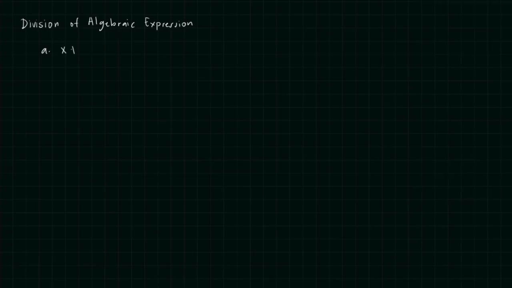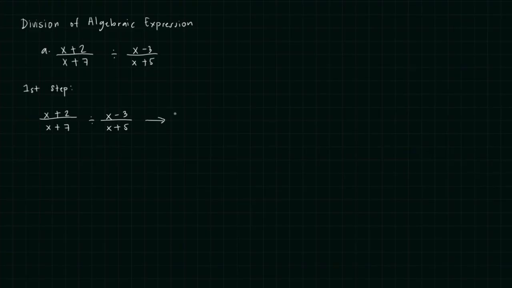We have this equation: x plus 2 over x plus 7 divided by x minus 3 over x plus 5. In the first step, we're going to write it as multiplication by the reciprocal: x plus 2 over x plus 7 divided by x minus 3 over x plus 5. The first fraction, we're going to leave as it is.